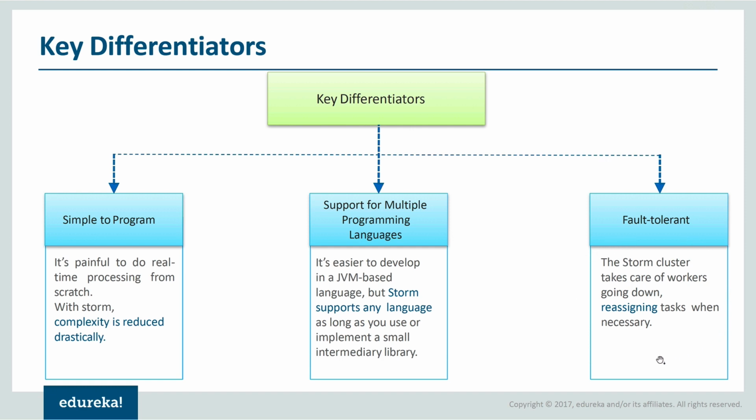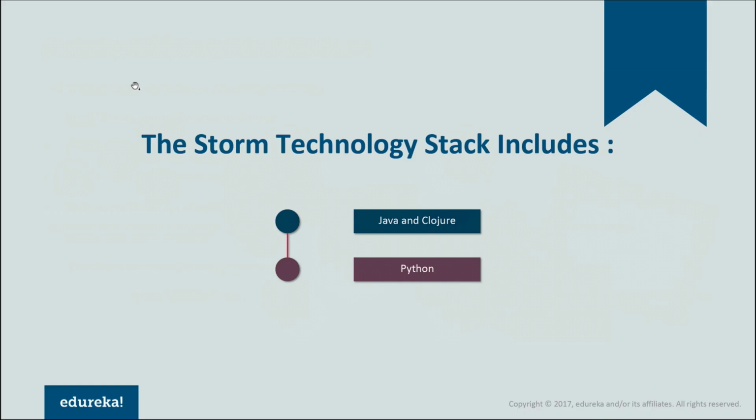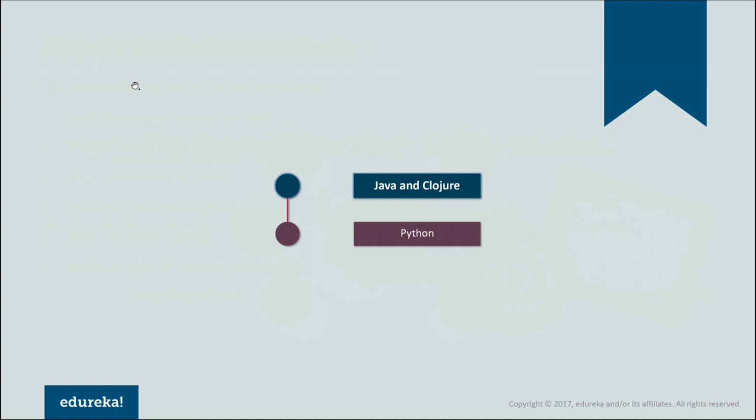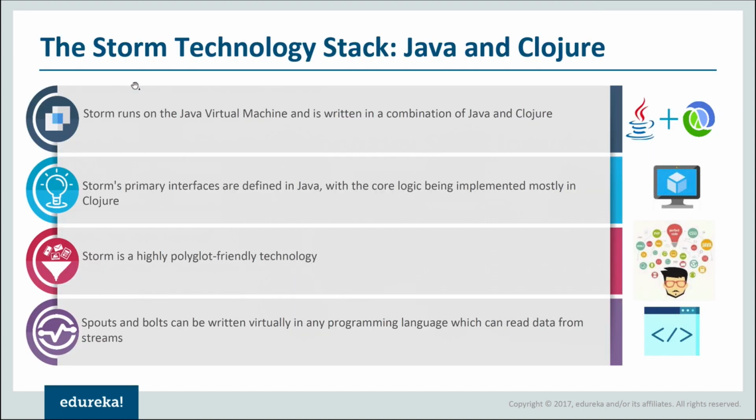So if anything goes down, Storm will reassign those tasks to some other node. So you won't have to worry about whether something got processed or not. The Storm technology stack. Storm is mostly written in Java and Clojure, and some of the parts are also written in Python. Storm runs on the JVM, and it is written in a combination of Java and Clojure. Storm's primary interfaces are defined in Java, and the core logic is implemented mostly in Clojure. So most of the code that you will be writing in Storm will be in Java.